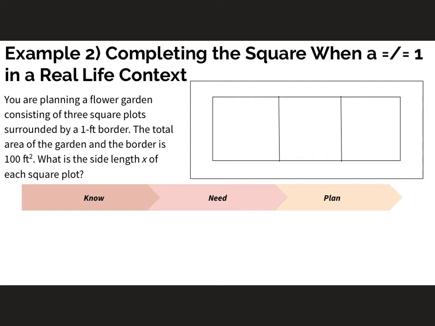So we know a couple things, right? We want to just attack this using our no-need-plan technique, right? And this is a technique that we're going to cover in later problems as well. But let's just tackle what we know, right? So we know that the area of the garden and the border is 100 feet squared, right? So let's just annotate that. So I'm going to write that down over here. Area of garden and border.